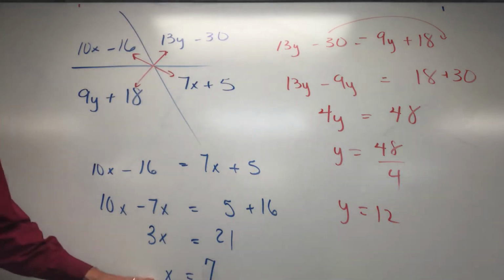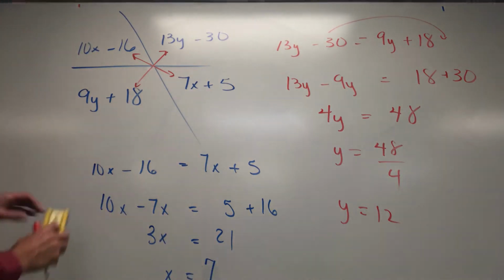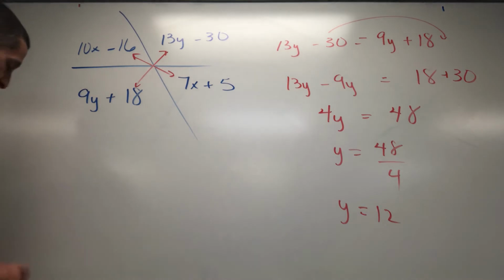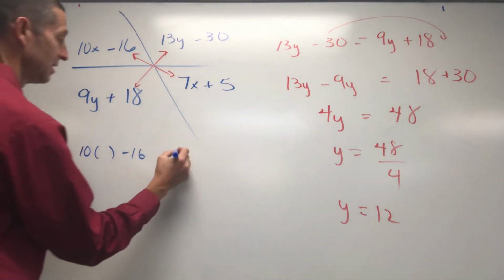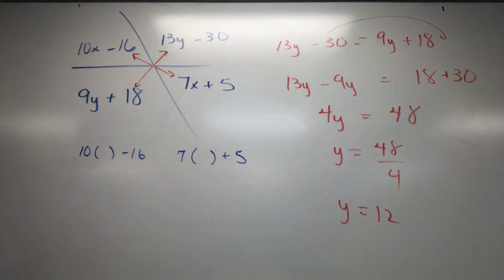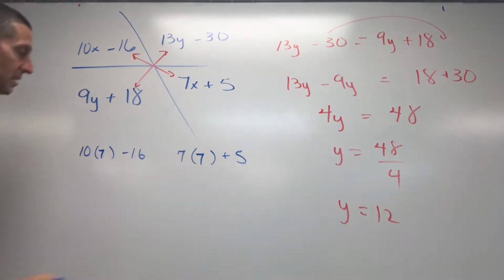So we've found our answer for x, we've found our answer for y. Let's plug these back in real quick. What do we have here? 10x minus 16, 7x plus 5. And my answer for x, that was the 7. So we plug in a 7, we plug in a 7.